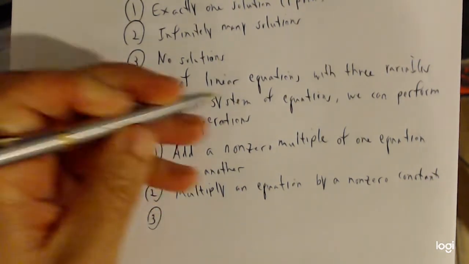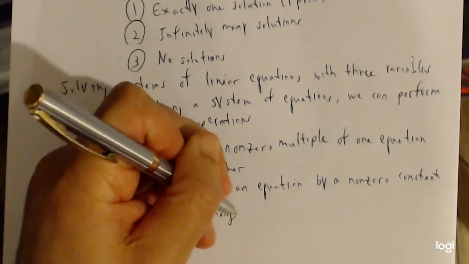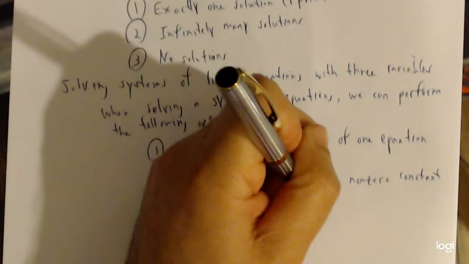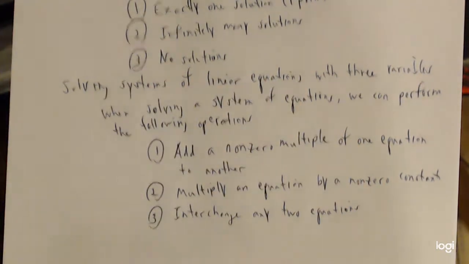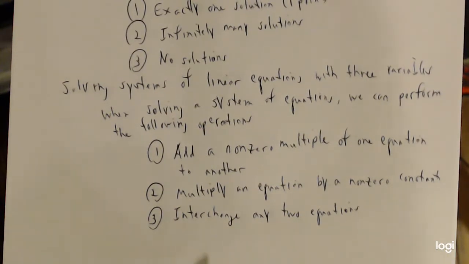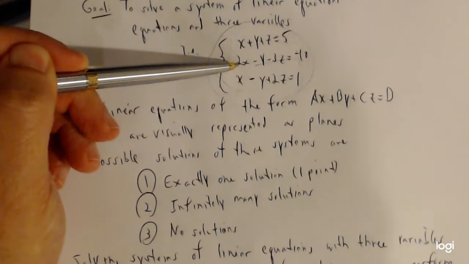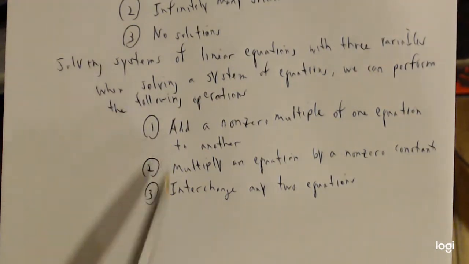And then the last thing we could do is we can interchange any two equations. In other words, we can swap any two equations. So coming back to this system, if I were to grab the first row and the second row and swap them, it wouldn't change the system. It may look different, but it would still leave it the same. So these are the three operations that we're going to stick with.